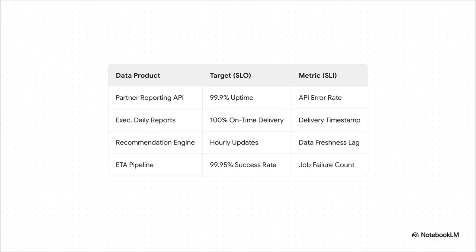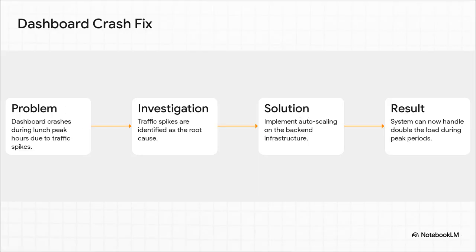Right, but you can't just cross your fingers and say it's available. You've got to prove it. And professionals do this by setting what are called service level objectives, or SLOs. Those are your promises, your targets. And then you track them with specific metrics, your service level indicators, or SLIs. So for that API, the target might be 99.9% uptime, and you track that by keeping a close eye on the API error rate.